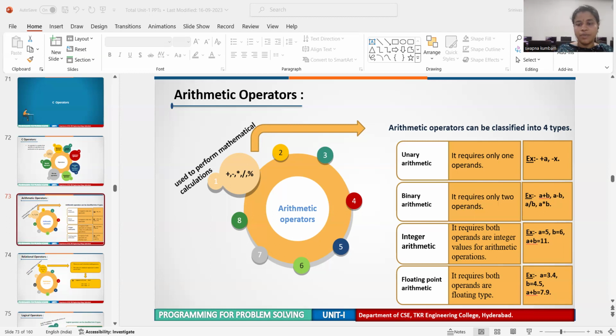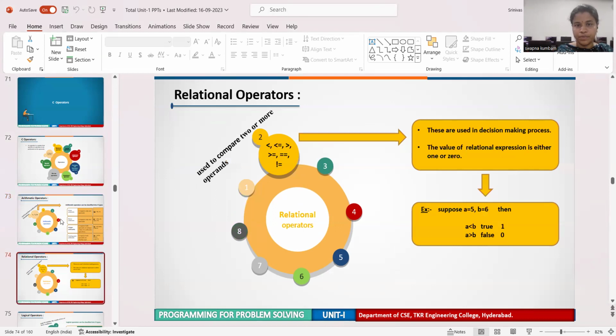Next we'll discuss relational operators. Relational operators are used to compare two operands. Operands means the elements on which we are applying the operations. If we are comparing two elements, it comes under relational operators, and especially these symbols will be used to compare the two elements. For comparison, these are the various operators we have.